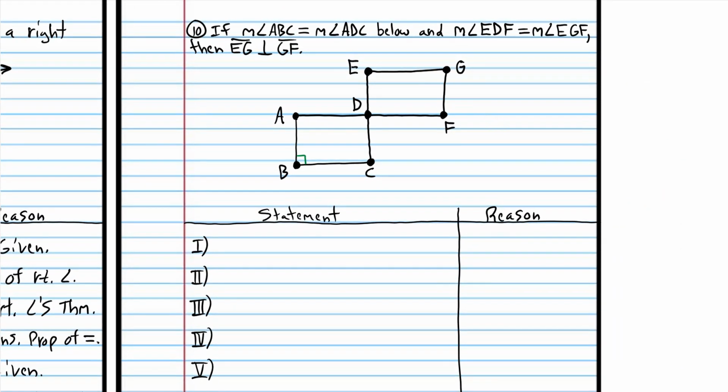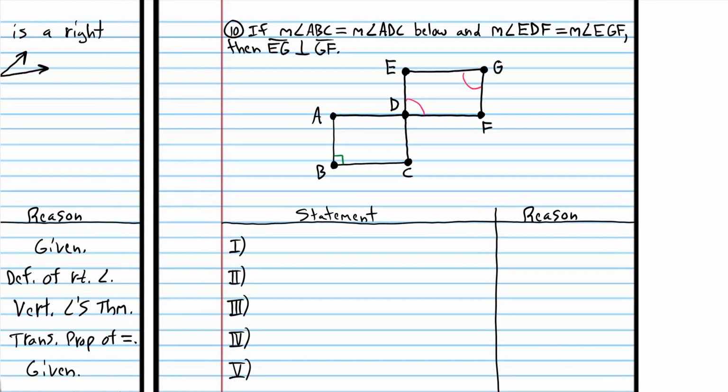We know the measure of ABC is equal to the measure of ADC. So these two measures are equal, and EDF is equal to EGF. So that means that this angle, EDF, is equal to this angle, EGF. And we have to show that EG and GF are perpendicular. So EG and GF we're going to show are perpendicular.